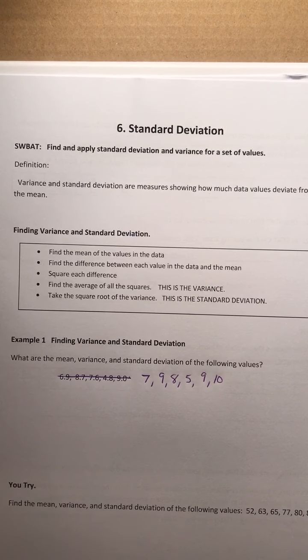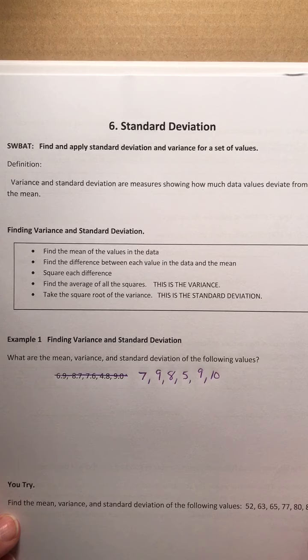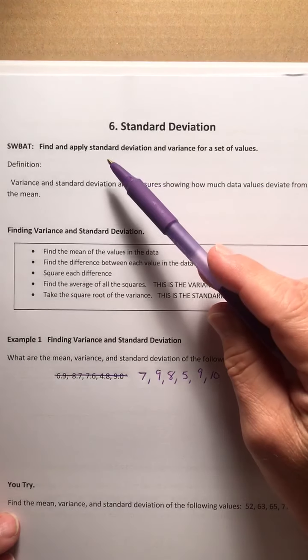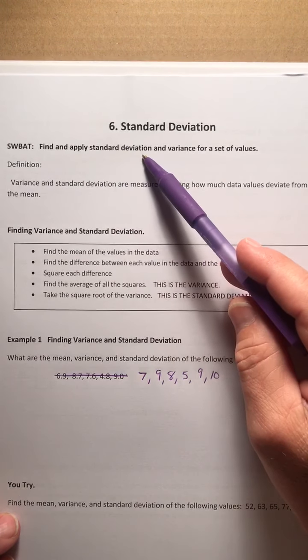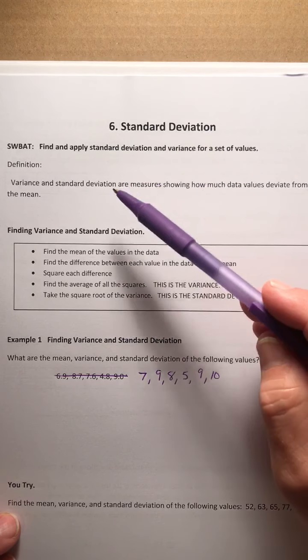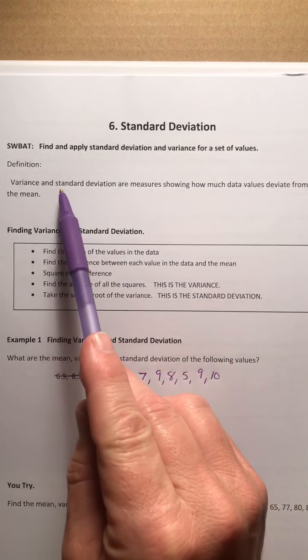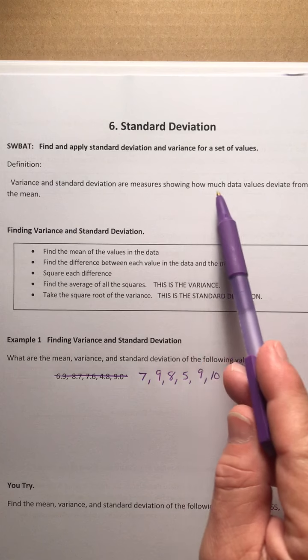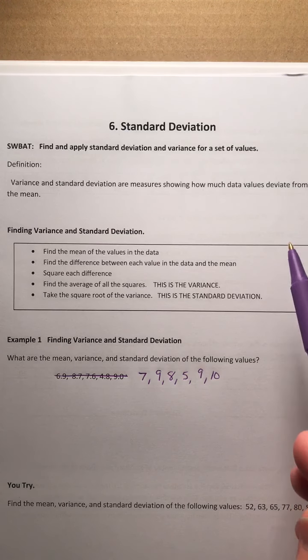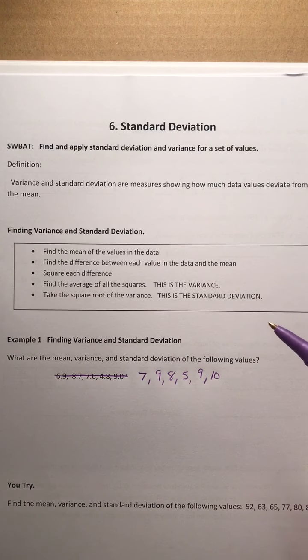All right, this is your last section of notes. This is on standard deviation. Expect you to be able to find and apply the standard deviation and variance for a set of values. Your definitions: variance and standard deviations are just the measures of showing how much the data deviate from the mean. In other words, how far they're spread apart.